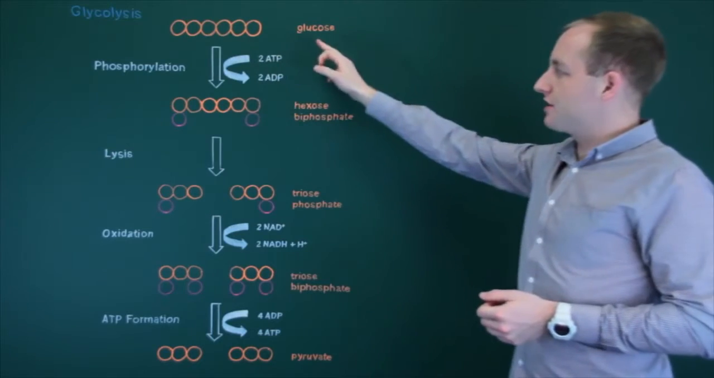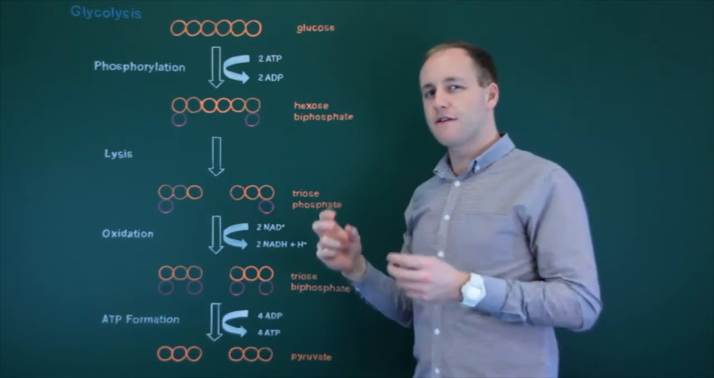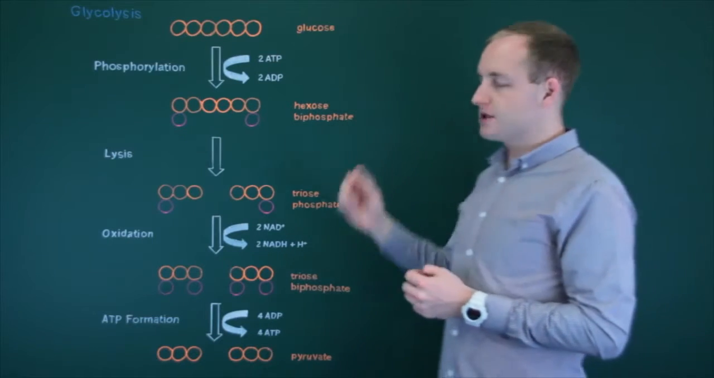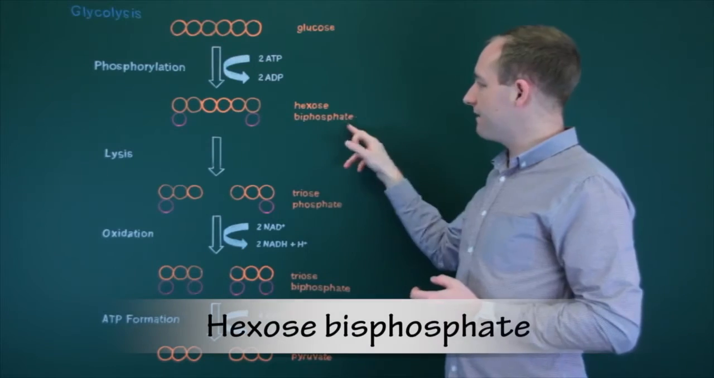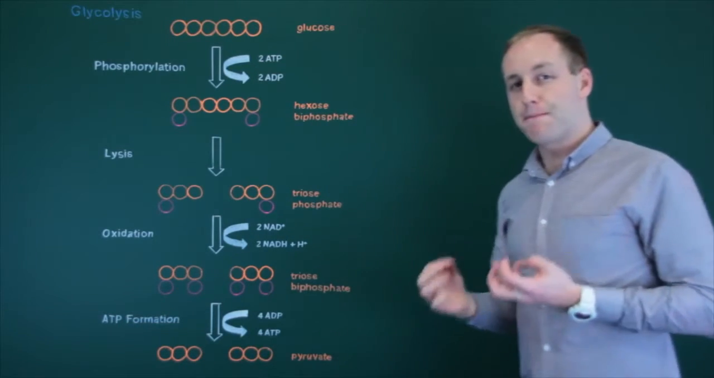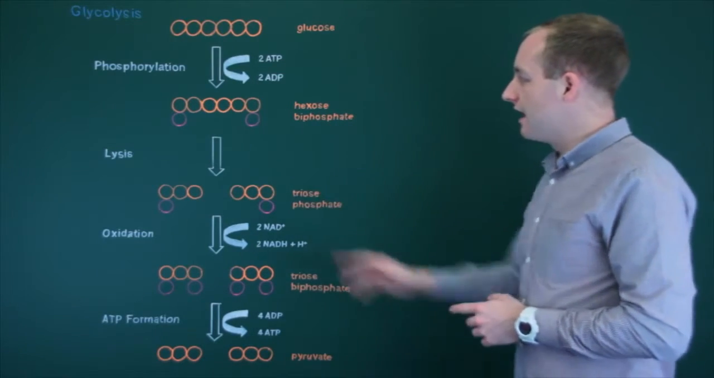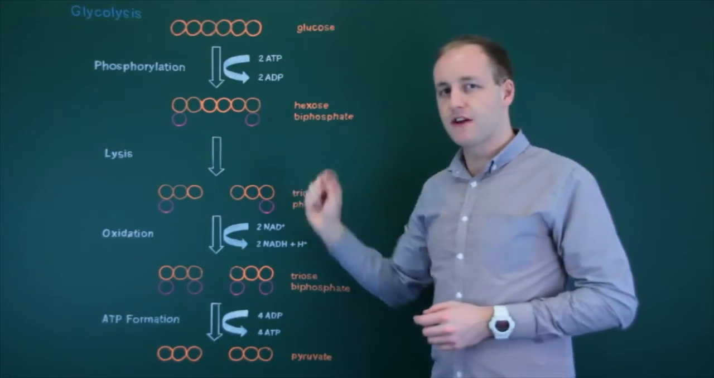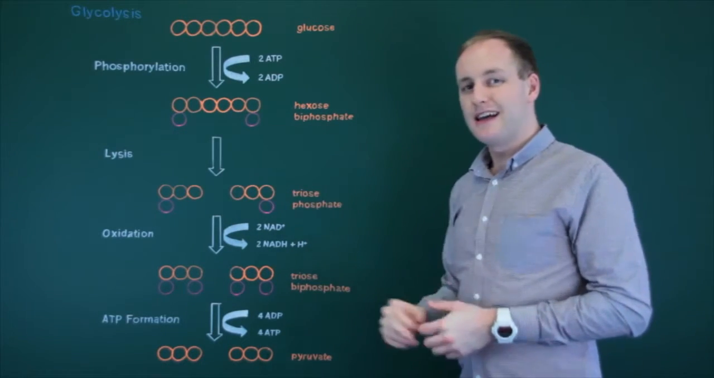This 6-carbon sugar is first of all phosphorylated. So this is when we attach phosphate groups to the 6-carbon sugar, forming hexose biphosphate. Hexose meaning 6-carbon sugar, and bi meaning 2 phosphate groups. As you can see in this diagram, the phosphate groups are actually represented by these pink circles here.